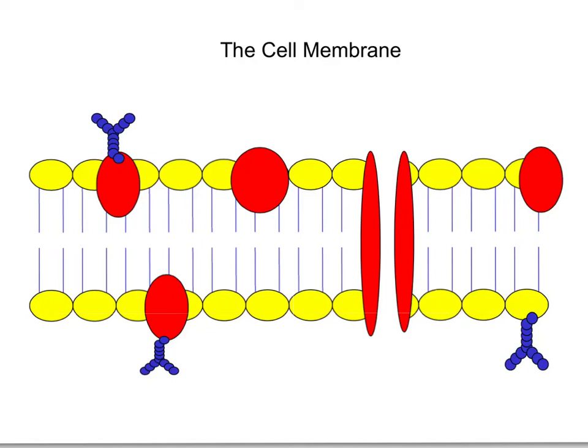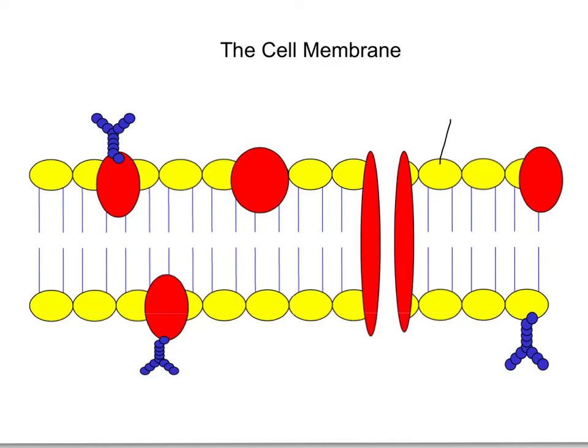So let's start first of all. Here is just a diagrammatic representation of a cell membrane. And I'm going to go through each part and then say at the end why they are there, essentially what their function is. So let's start with this yellow molecule that you can see.